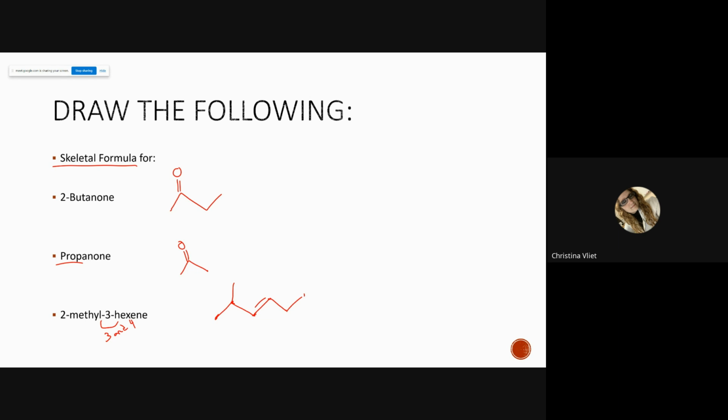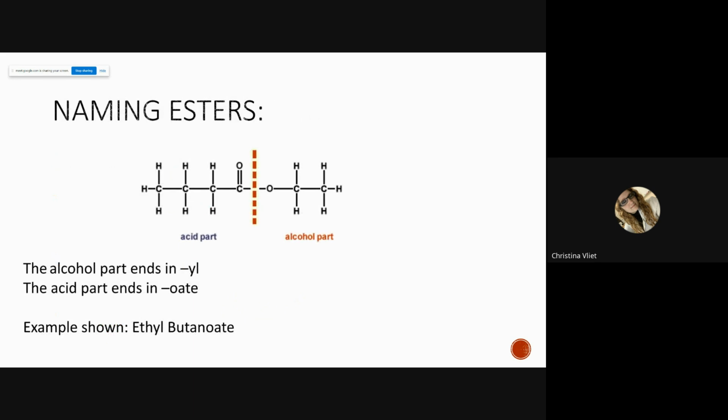Okay, so naming esters. Final part of the day, really. I mean, we're gonna do nitriles, I think, but this is the big last thing. Esters are a group that is going to be tested. Cambridge loves esters. There's a lot of questions on esters. So, here's the way to memorize how to name esters.